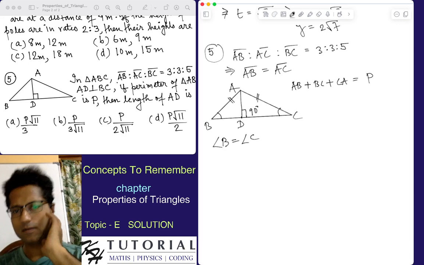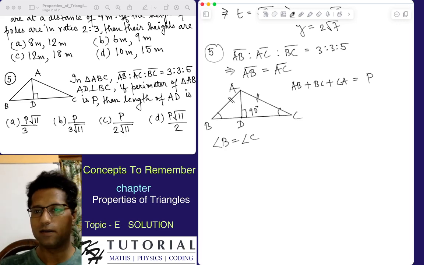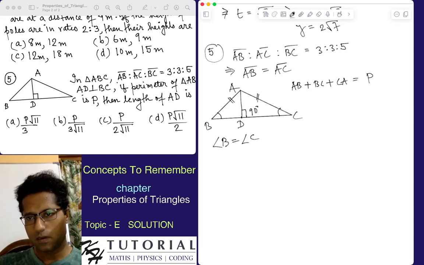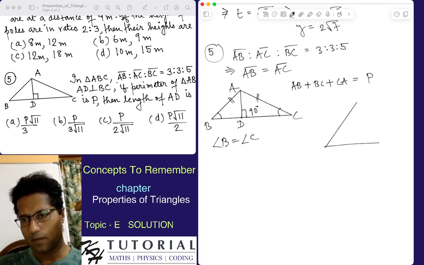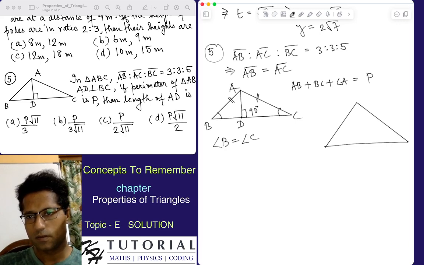I know a fact that in any isosceles triangle, let's say XYZ, this is an isosceles triangle where these two angles are the same. Let's say M degree, and this is also M degree.